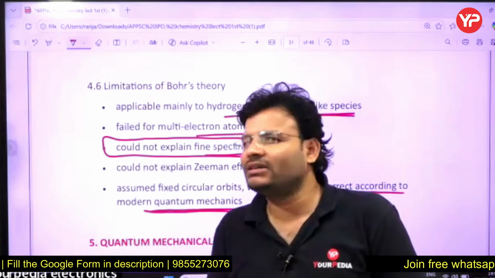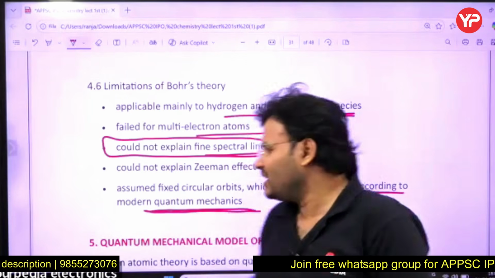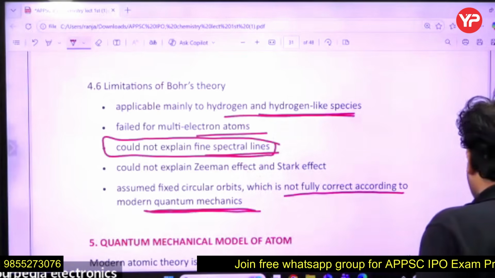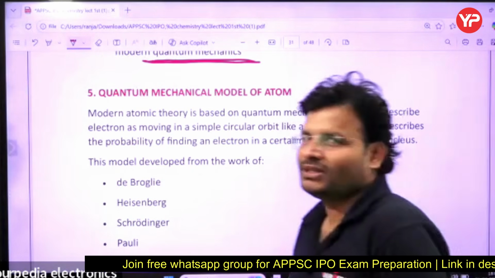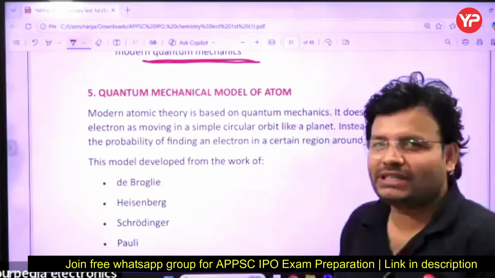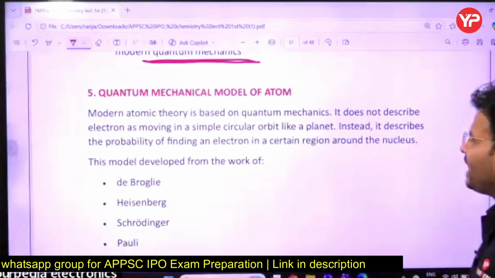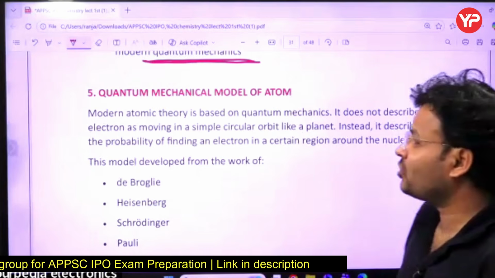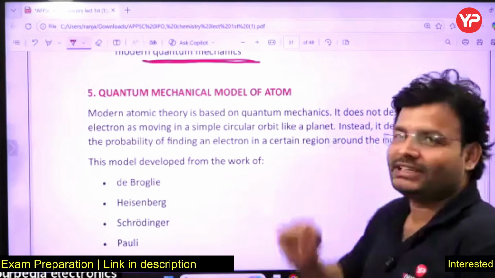it is not like a particle. It behaves like a wave. So that is what we will discuss now. Here we can see the quantum mechanical model of atoms. That is the modern technology that you are going to use. Modern atomic theory is based on quantum mechanics. It does not describe the electron as moving in a simple circular orbit like a planet.